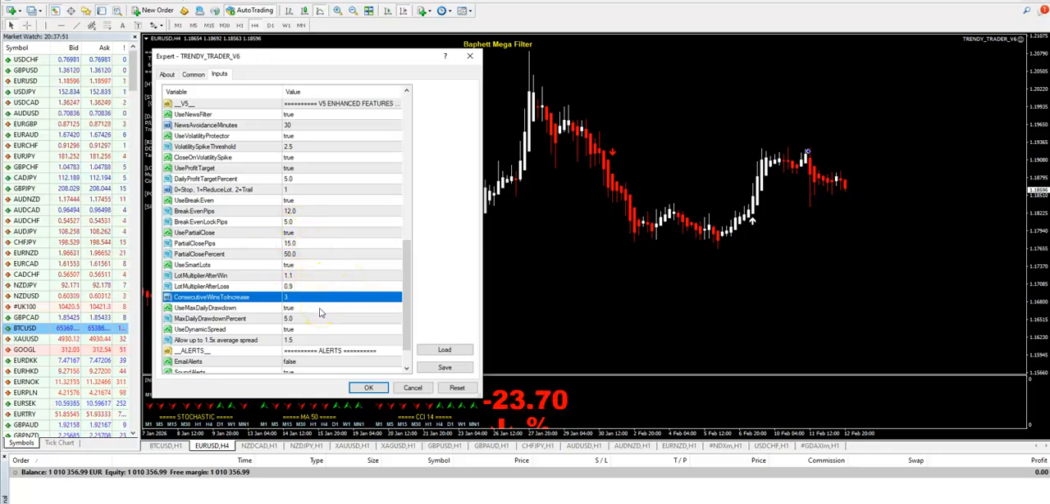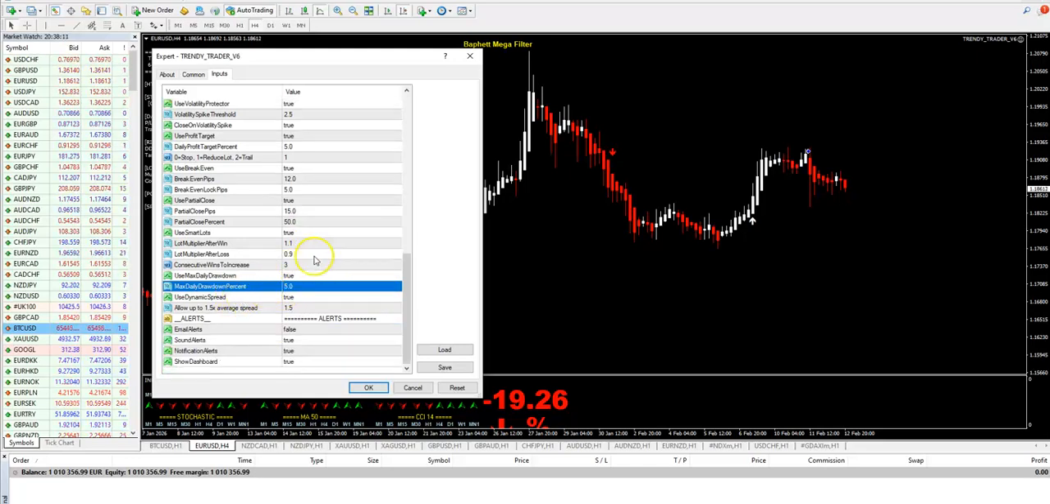And what is more important for you, maximal daily drawdown 5%. So if you use an expert advisor and you are not here and it makes a 5% loss of your account, it will stop trading.